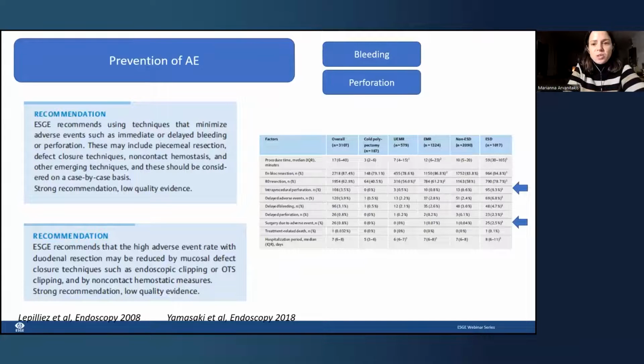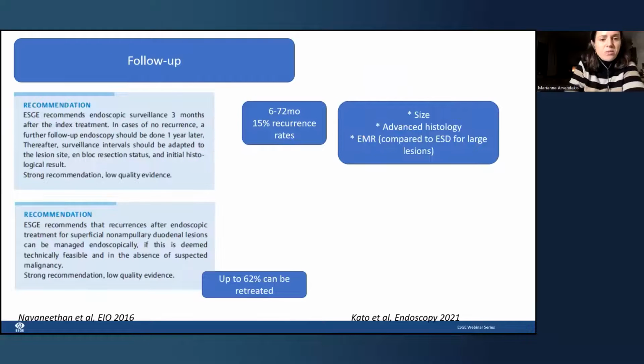Prevention of adverse events. So we have bleeding and perforation. Again, here we see that ESD techniques have a higher risk. And we talked about all the preventive measures that we can take to reduce bleeding and perforation. And finally, for the follow-up, again, recurrence rates up to 15%.